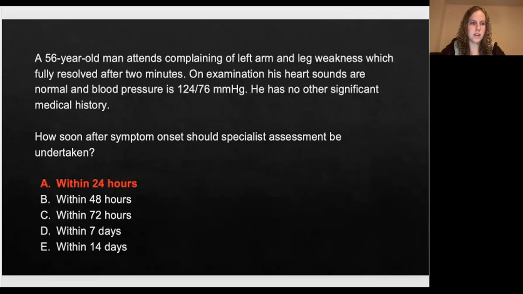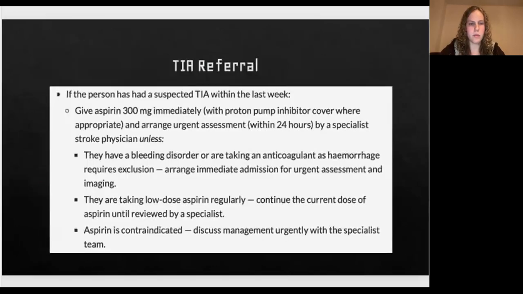And does anyone know what you can give them? Well, I've already kind of given it away, but yeah, you have to give them 300 milligrams of aspirin immediately, unless they are taking an anticoagulant already, or they have a bleeding disorder, or there's some obvious other reason. Okay.